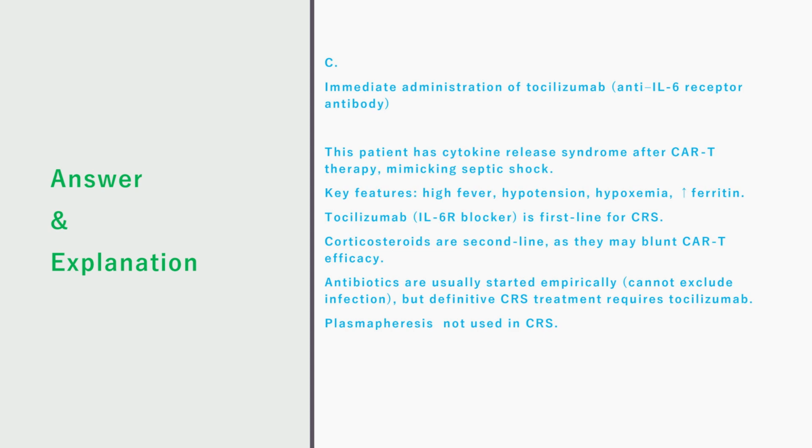Key features: high fever, hypotension, hypoxemia, elevated ferritin. Tocilizumab is first line for CRS. Corticosteroids are second line, as they may blunt CAR-T efficacy. Antibiotics are usually started empirically, as we cannot exclude infection, but definitive CRS treatment requires tocilizumab. Plasmapheresis is not used in CRS.